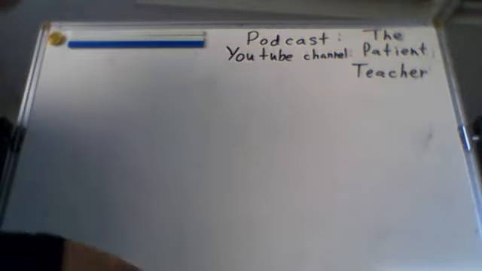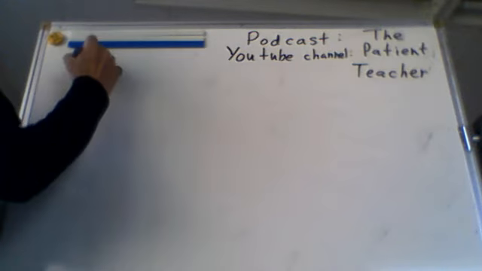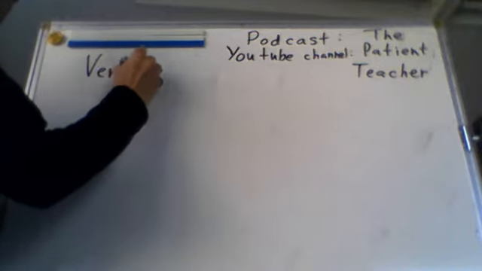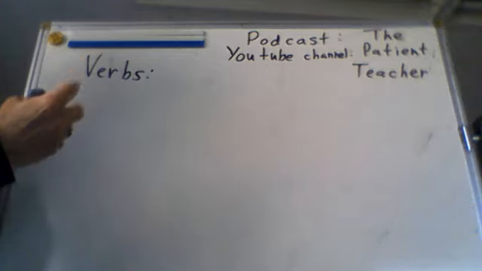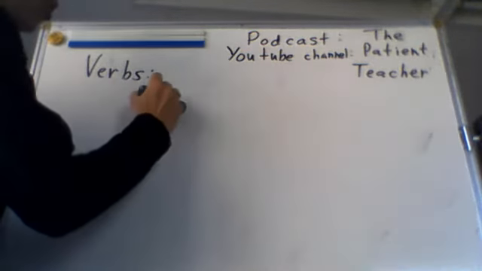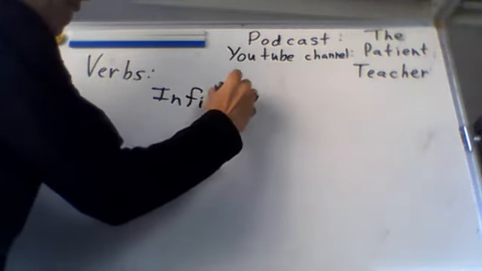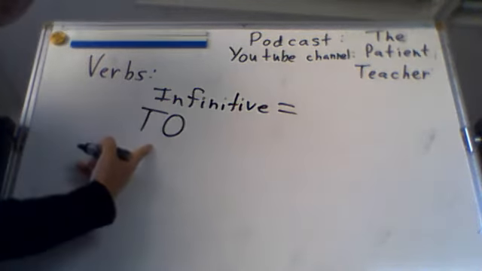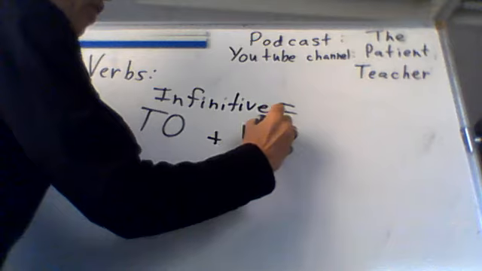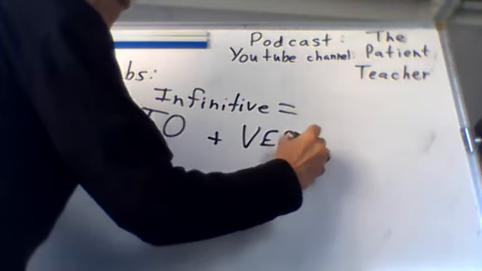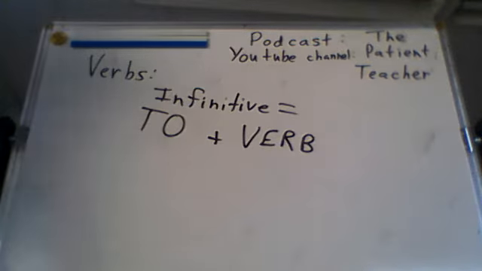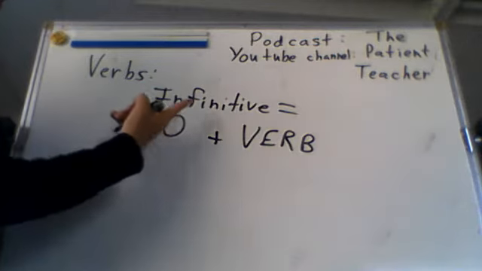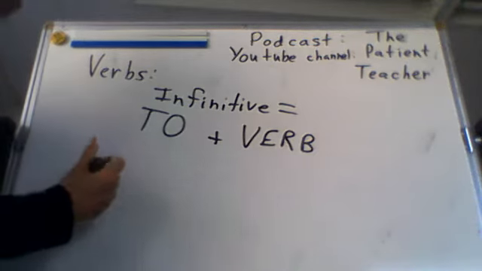Now, here's where you want to pay attention. We have the verbs. We have two important distinctions. One is called the infinitive, which simply means we have the word to with the verb. Okay, and you'll see why it's important in a second. Just remember, infinitive means to and the verb.